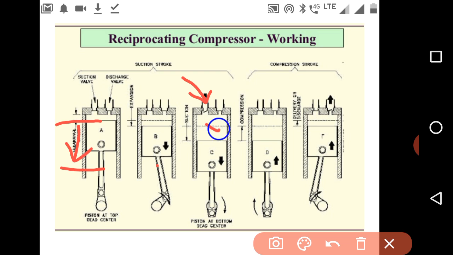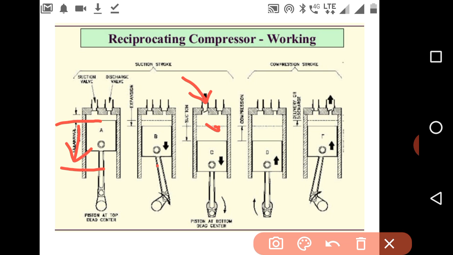As the valve is opening and as suction is created inside the cylinder, air will get supplied to the cylinder, giving a volume of sucked air inside the cylinder. Now see, at this point the absolute pressure of air entering the compressor, that we are calling the intake pressure.